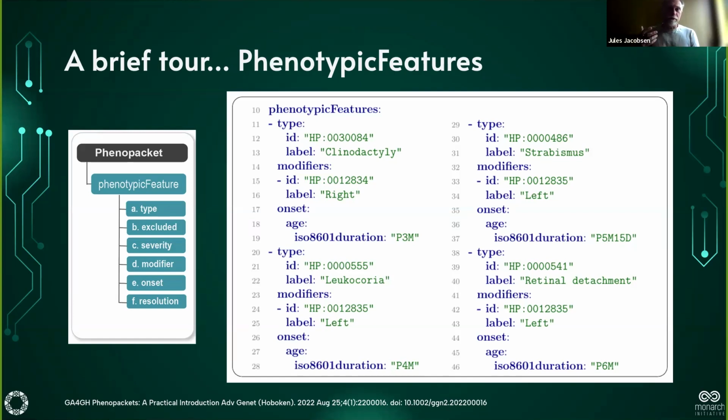And then also you want to know maybe when the phenotype actually occurred. You want to be able to say whether the phenotype was actually looked for but was not observed, so that would be the excluded type. You want to say how severe a phenotype is. You can have other modifiers from the HP modifier ontology, which would be laterality in this case, so left or right. So we've got the onset, and also you can have the severities, and if you're very lucky, you might have a resolution.